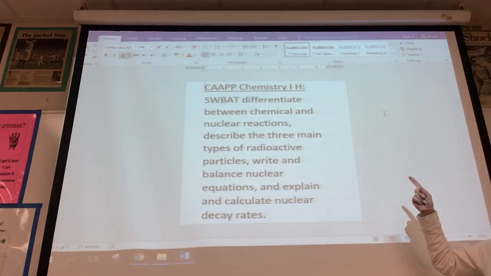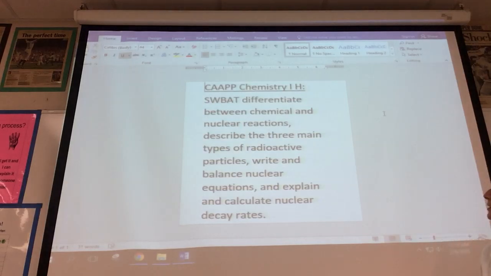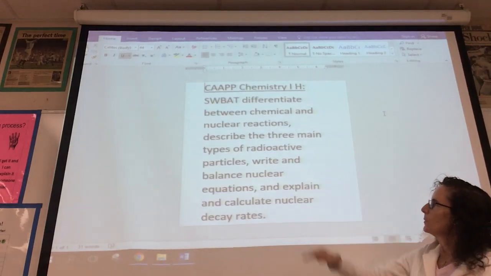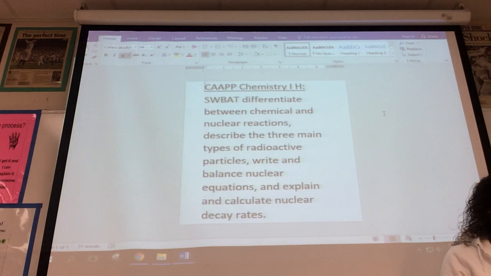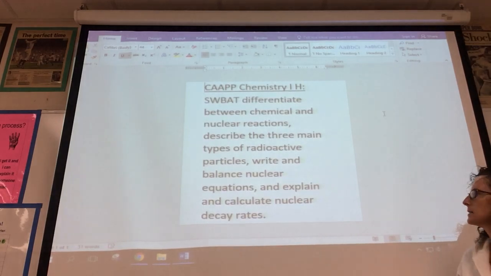We talked about the three main types of radioactive particles. What were they? Alpha, beta, gamma. You got it? You should be able to write and balance nuclear equations. I'll ask you that on your next quiz, not on the test.